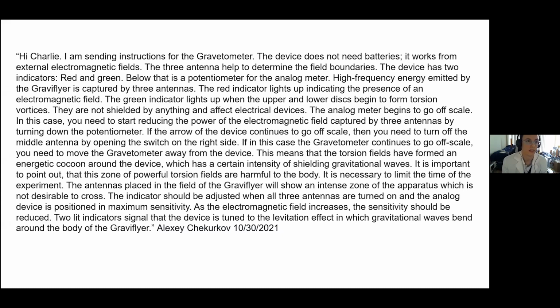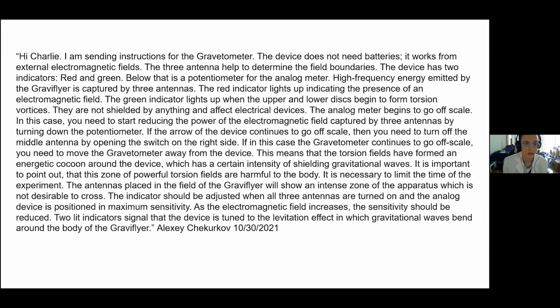To quote Alexey, he said, "Hi Charlie, I am sending instructions for the Gravetometer. The device does not need batteries. It works from external electromagnetic fields. The 3 antennae help to determine the field boundaries. The device has 2 indicators, red and green. Below that is a potentiometer for the analog meter. High frequency energy emitted by the Graviflyer is captured by 3 antennas. The red indicator lights up indicating the presence of an electromagnetic field. The green indicator lights up when the upper and lower discs begin to form torsion vortices."